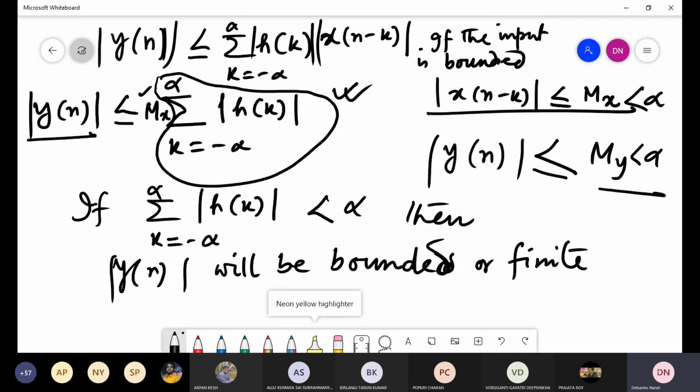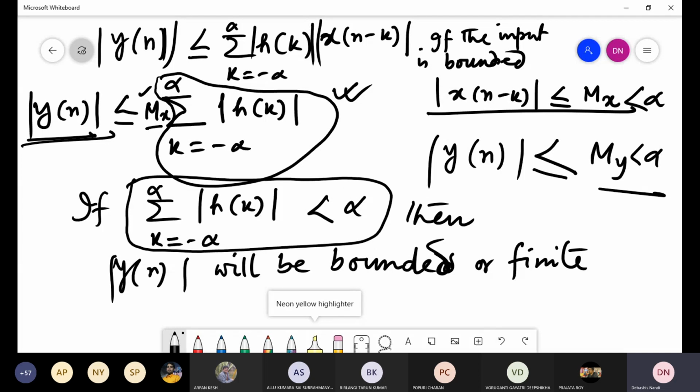If this infinite summation of this infinite sequence, hk, may be an infinite sequence also. It is not that hk is always a finite sequence. If it is an infinite sequence, then the summation of this sequence will be always finite. Then this is finite and that is also finite. So the multiplication of two finite numbers will be finite. Then mod yn will be finite, and when mod yn is finite, then the system will be stable. Therefore, the condition of stability of a linear time invariant system is this. This should always be less than infinity.